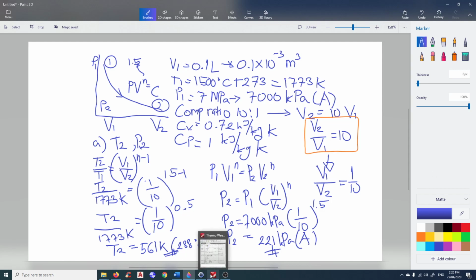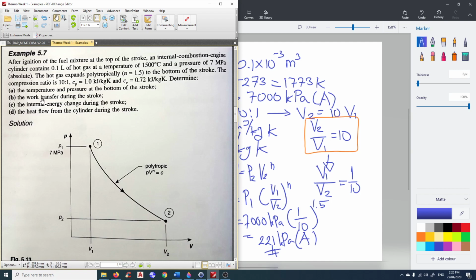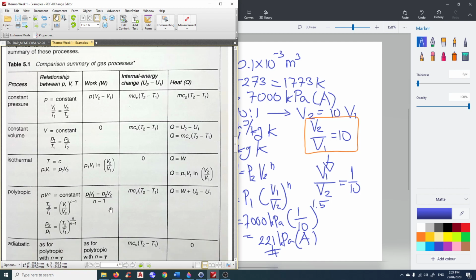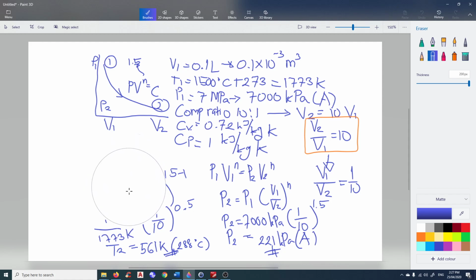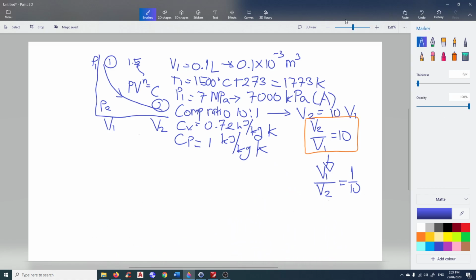Let's have a look at equation B. So what's equation B? Equation B is asking for the work transfer during the stroke. We are in polytropic and we want to calculate the work transfer. So we're going to use this formula. Just going to wipe my board. So we're looking for question B here. It's asking work transfer.